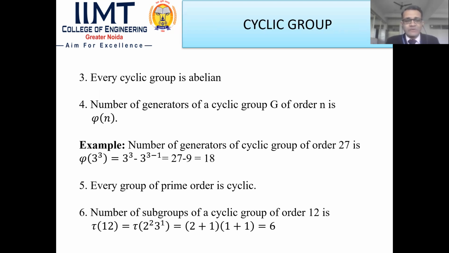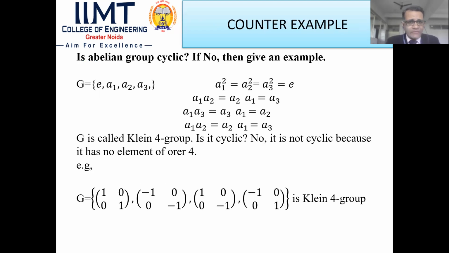And tau 12 is equal to tau 2 raised to power 2 into 3 raised to power 1, which is equal to, we will add 1 in the powers and we will do multiplication. So the answer will be 6. Now we have a question.